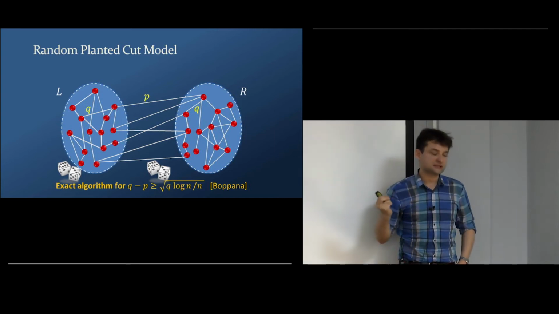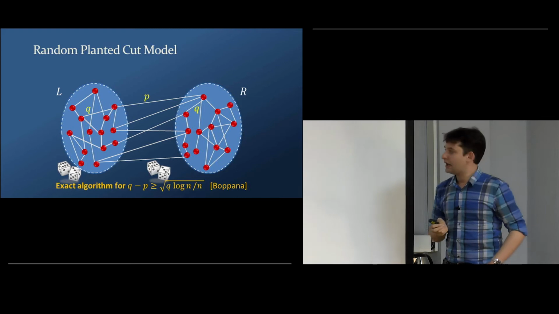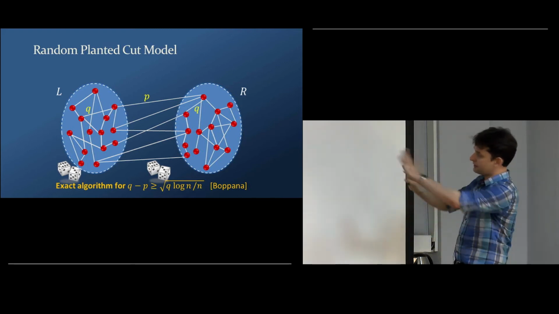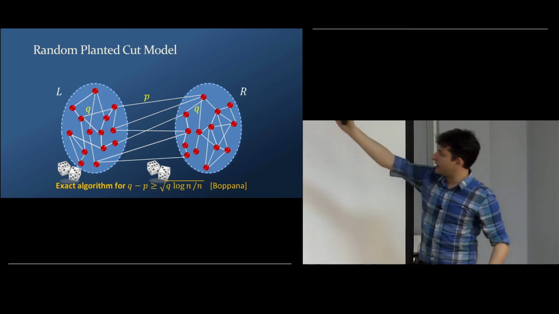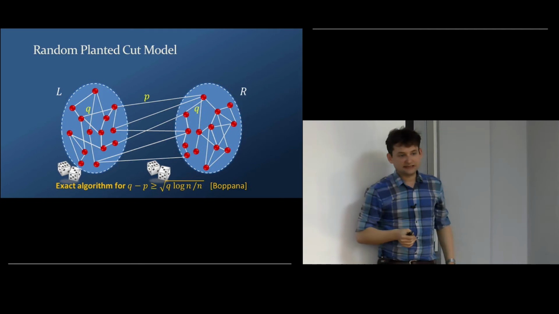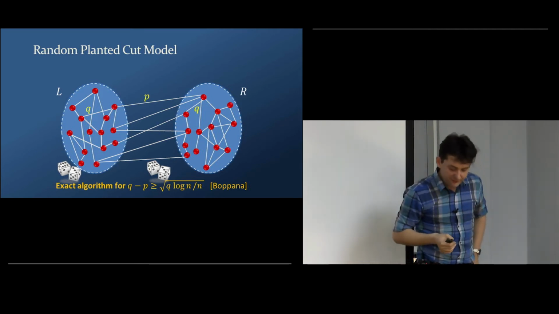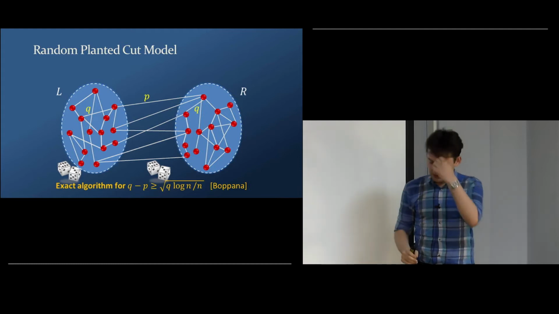Of course, it's a probabilistic model, so with some small, exponentially small probability, it won't be able to recover L and R. But with very high probability, it can recover L and R, and the cut between L and R will be the optimal minimum balanced cut. This result is tight.